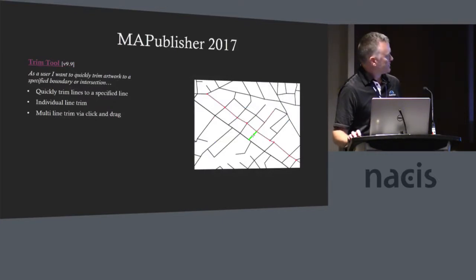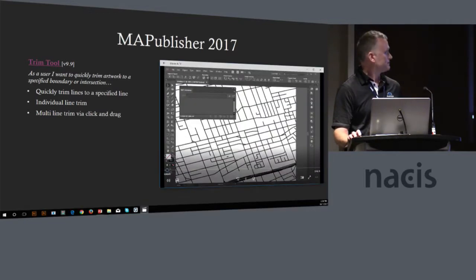So the next one we brought in 9.9. We work with a company called Hexagon. They used to be called Intergraph, ISC. They were asking for trim and extend tools, so I'll quickly show you what these things are. Essentially, it's how it comes on the tin. You can quickly trim lines to a specified line. You can do individual line trims, or you can actually trim multiple lines by click and drag.